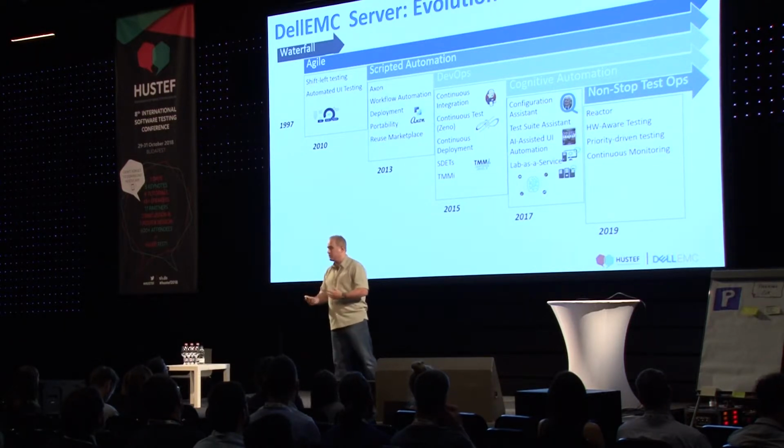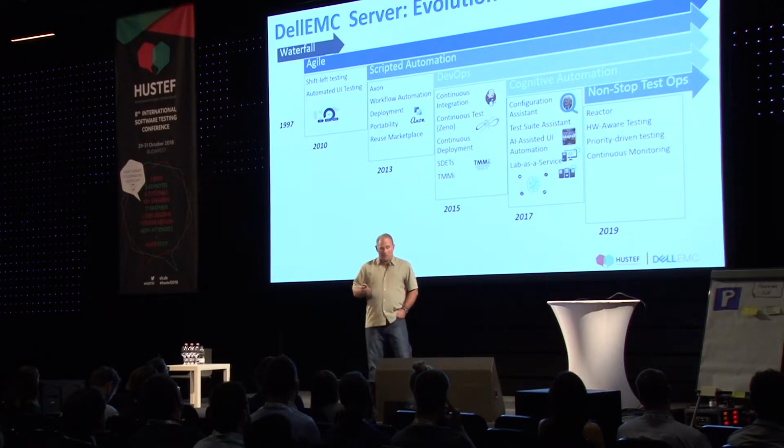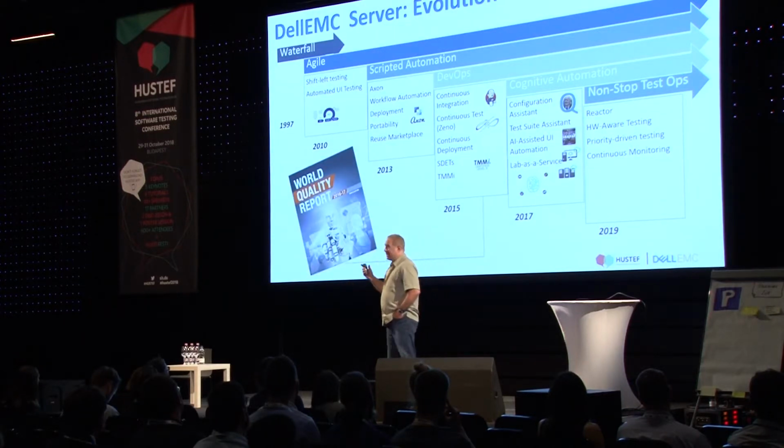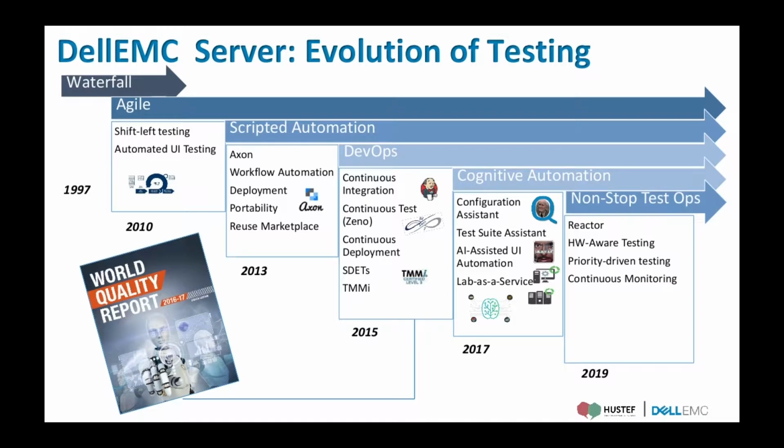We had a skill set to do that now. So going back to the end of 2016, I came across the World Quality Report, which just came out last month. That comes out every year. Capgemini Sogeti puts it out.